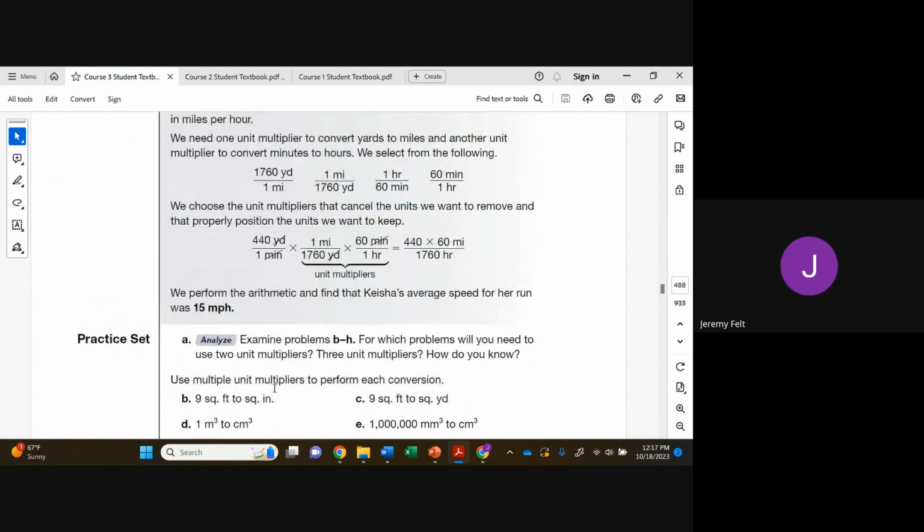Okay, so just write it out. What are you starting with? What are you trying to end up with? And then what unit multipliers do you need to cancel out the units you need to cancel out and end up with the units that you want to end up with?